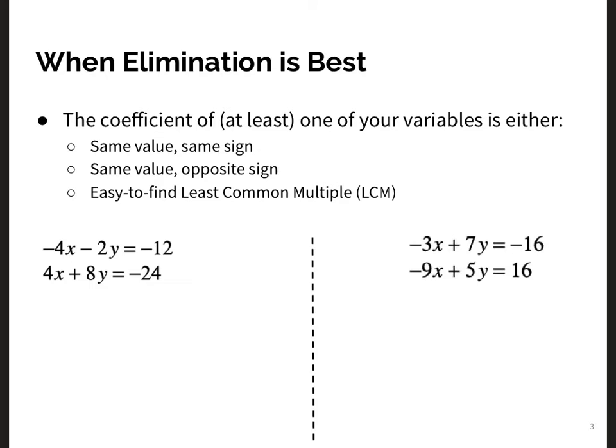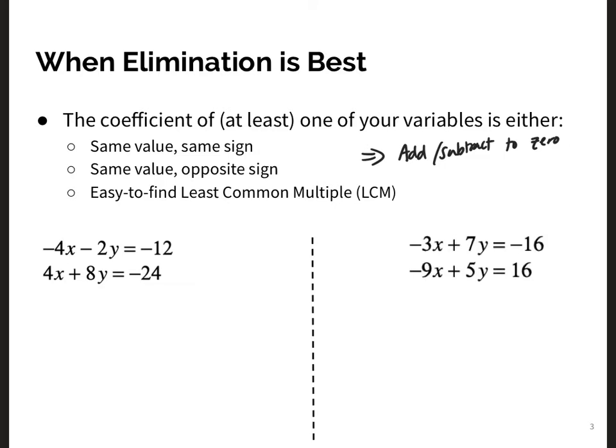So there are a few times when elimination would really be best. And the way that we determine when elimination would be best is by analyzing the coefficients. When our coefficients for at least one of our variables either have the same value and the same sign, or the same value opposite sign, or there's an easy to find least common multiple between the coefficients for our variables, then it's probably going to be best to use elimination. And this just comes down to what elimination really does, right? We add or subtract to 0. And so in order to eliminate one of our variables to 0, we need the coefficients of those variables to actually add or subtract to 0, right?